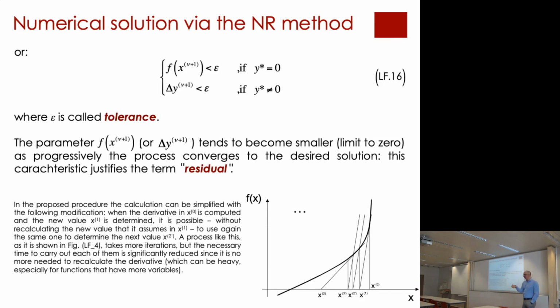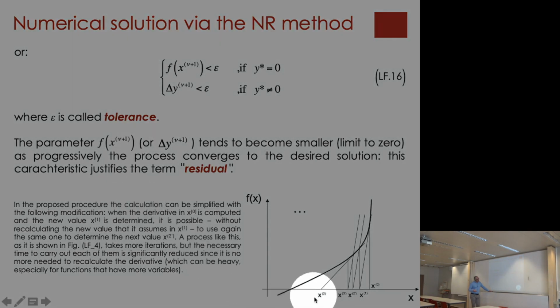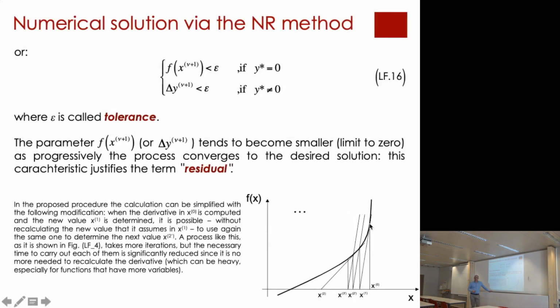There is a slight variant of the Newton-Raphson method, which is described in this graph here. You see that here in x0, I compute my tangent, and the tangent is bringing me into x1. And then in x1, instead of recomputing the new tangent, I keep the tangent that I computed in x0. So I don't recompute the df over dx. I keep the tangent the same. You see?